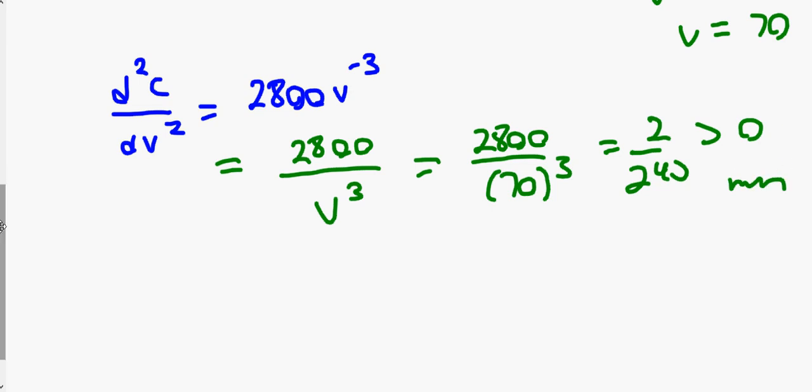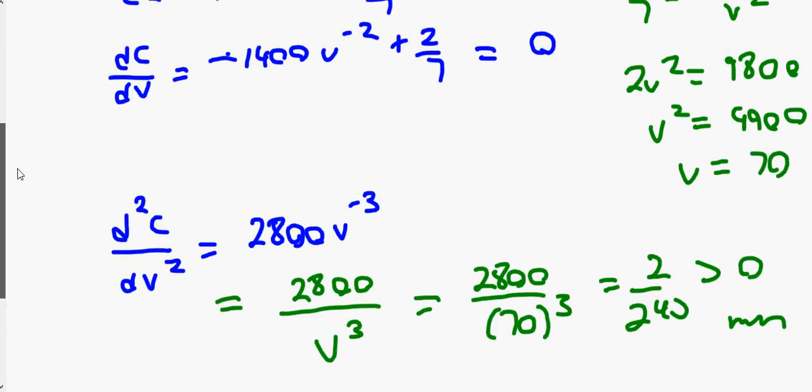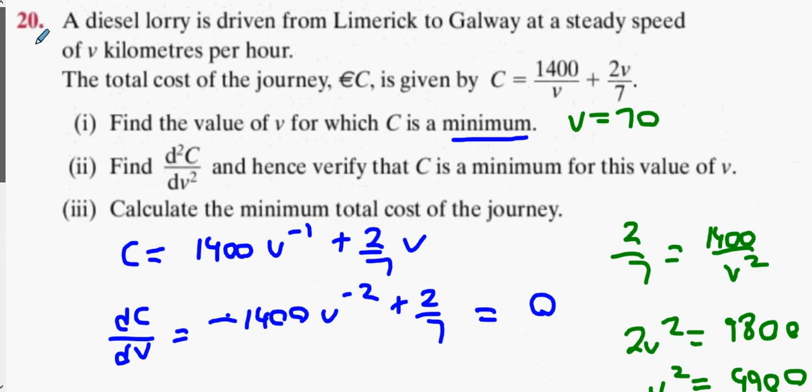How much does it cost to travel at 70? Is it 70 kilometers an hour? How much does it cost to travel at 70 kilometers an hour? Let's find out. 70. 2 times 70? 140. 1,400 divided by 70? 20. 140 divided by 7? 20. €40.